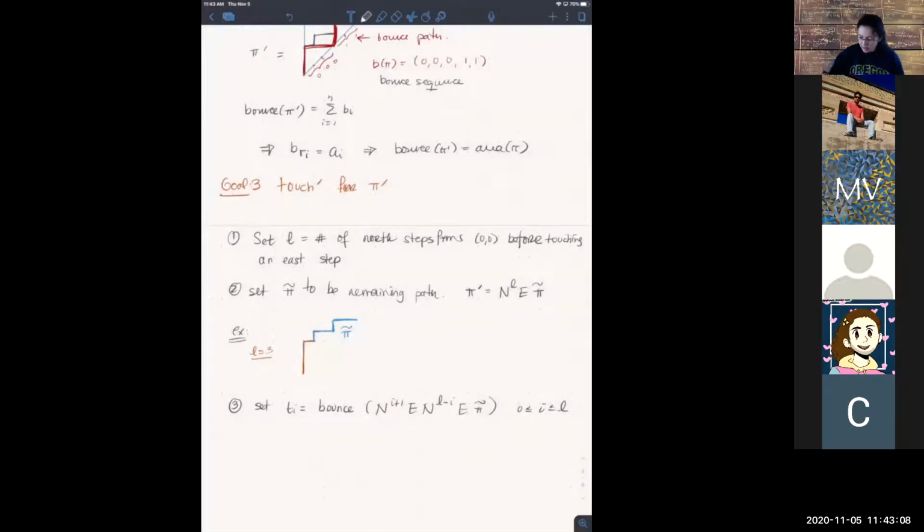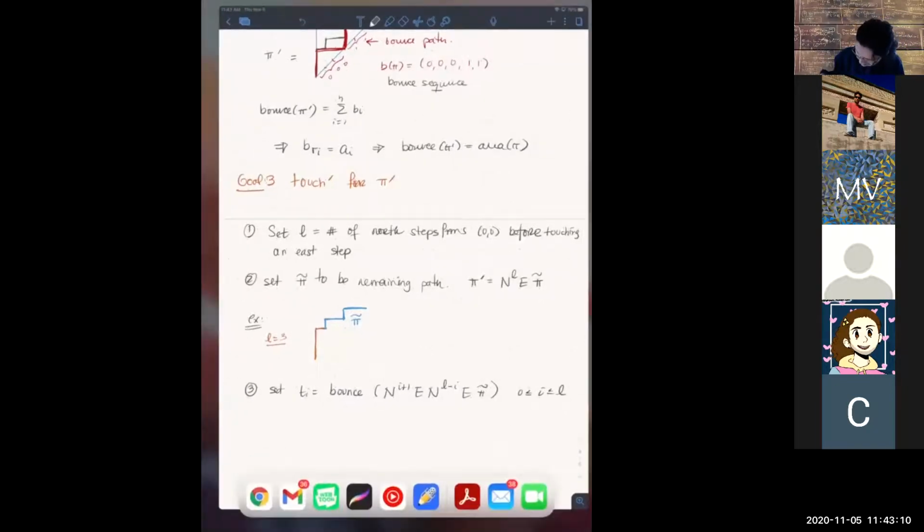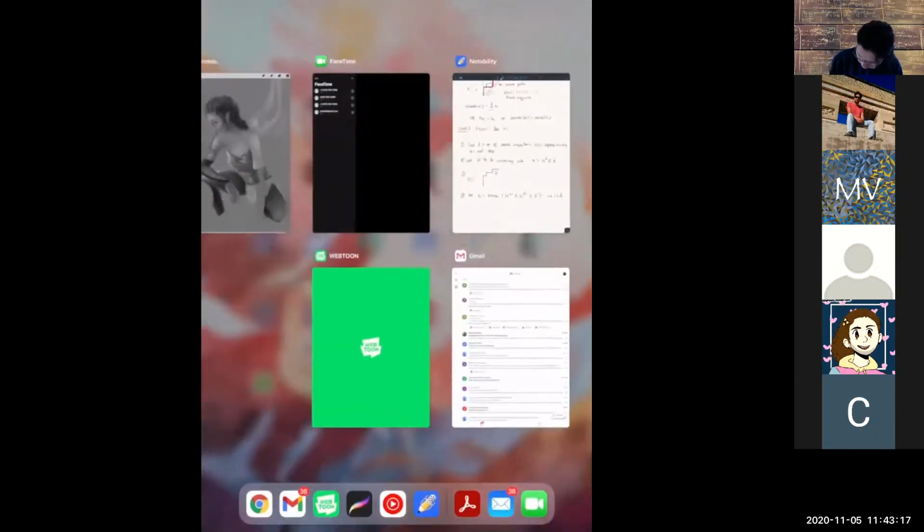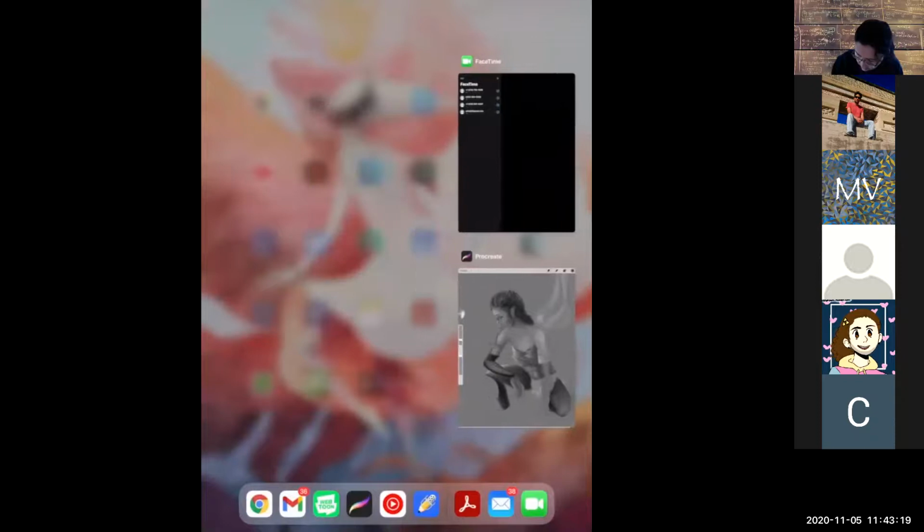Oh my God, Notability, why are you freezing? Sorry, it's so annoying. Just kill everything.